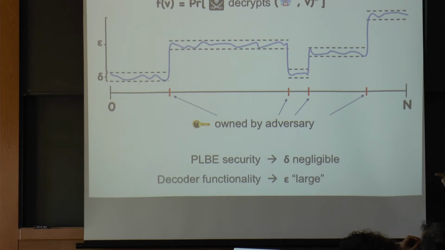The fact that it doesn't change between the red lines follows from the security of the private linear broadcast. Because if there was a jump in between, this pirate decoder would break the recipient privacy property of the private linear broadcast. The decoder would be able to distinguish an encryption to an index U from U minus 1 without actually knowing the key for U.